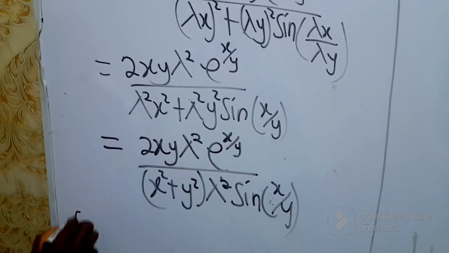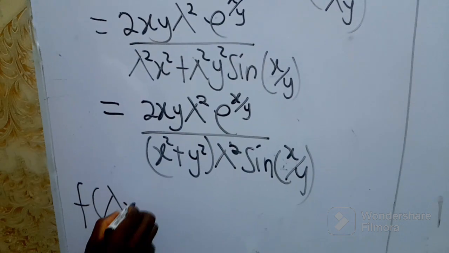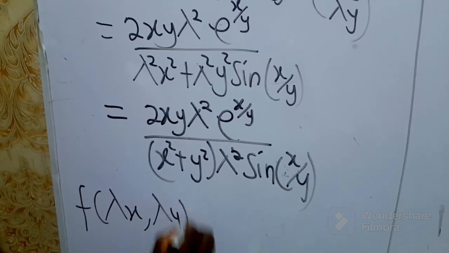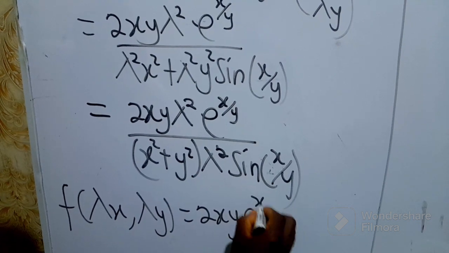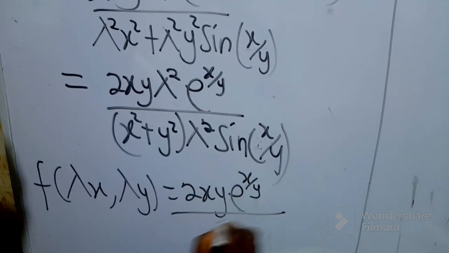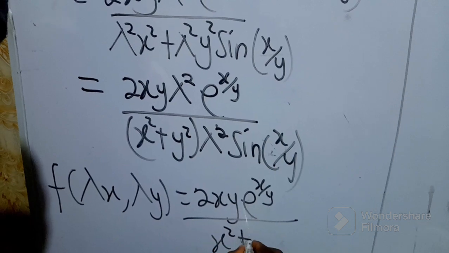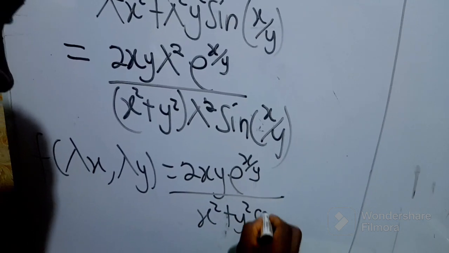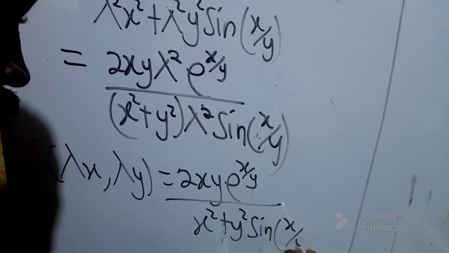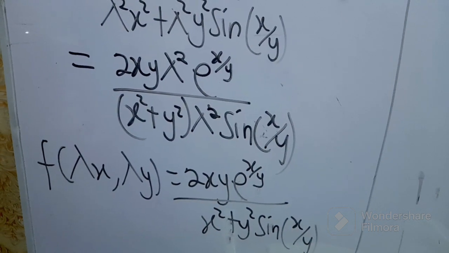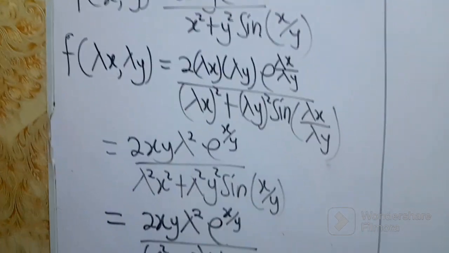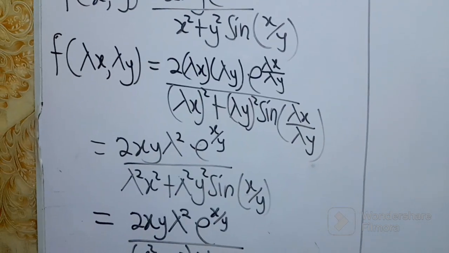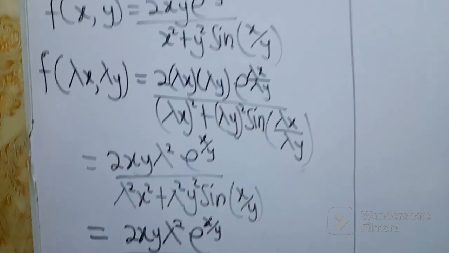Then our f of lambda x, lambda y will be equal to 2xy e exponent x over y all over x square plus y square sine x over y. So let's see, did we get a function back? Is it the same as the function? Yes. So we can see that f of lambda x, lambda y is equal to f of x, y. Hence, the function is homogeneous.